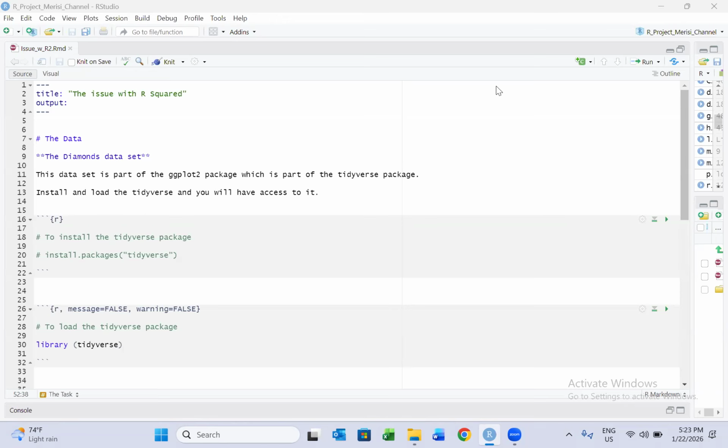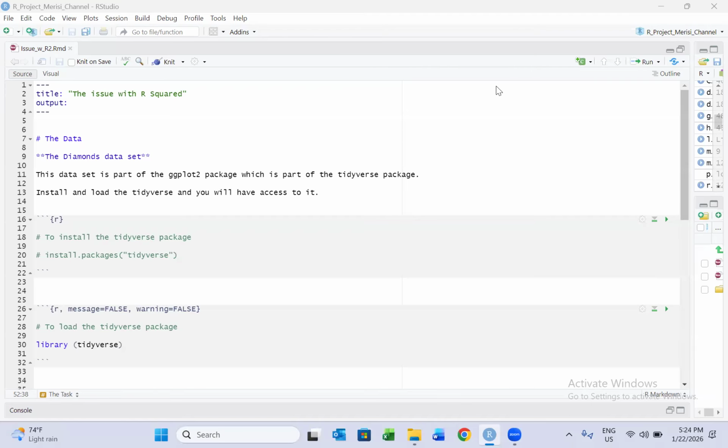So that's my goal. Show you why R squared actually gives us limited information. Then discuss an alternative metric to R squared. And then finally, I will point out a more appropriate use of R squared.